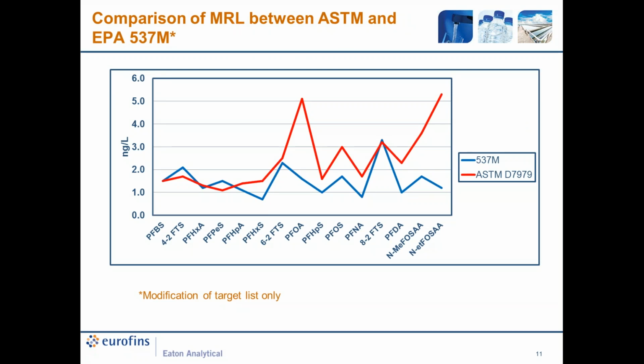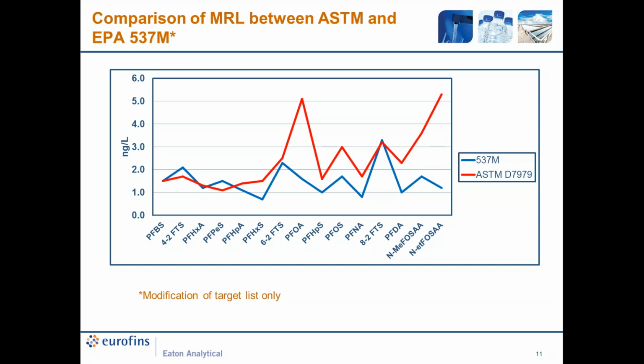You may recall that I stated that we don't modify method 537. However, in these examples, more compounds were added so that a more direct comparison with the ASTM method could be made. In looking at this data, keep in mind that the EPA method is a 250 times concentration factor and that the ASTM method is a 2 times dilution factor. MRLs are fairly equivalent, with the ASTM being a bit higher.